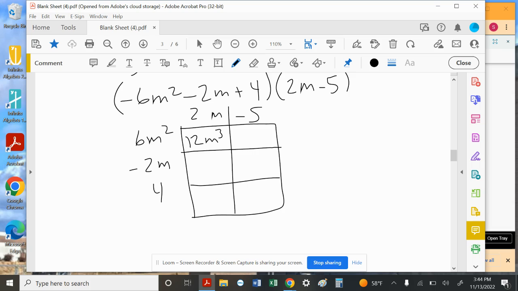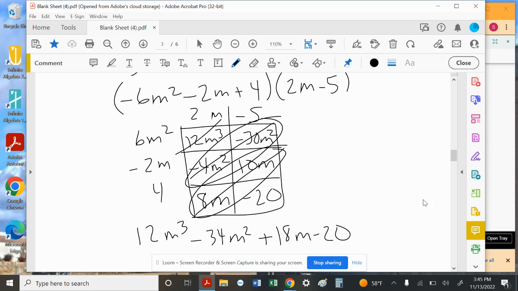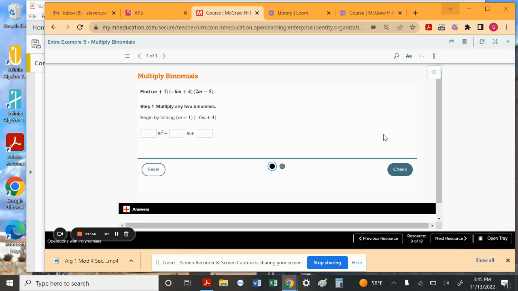Negative 6m squared times negative 5 is negative 30m squared. Negative 2 times positive 2 is negative 4m squared, because I have the two m's there. And then I have positive 10m with negative 5 times negative 2. 4 times 2 is 8, and 4 times negative 5 is negative 20. I'm going to add the diagonals. So I get 12m cubed minus 34m squared plus 18m minus 20, right? Because I'm adding those two up, and so I get 12, negative 34, 18, 20.